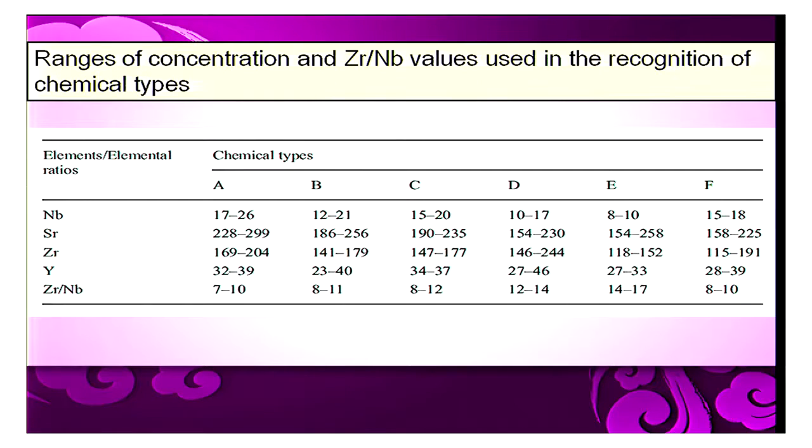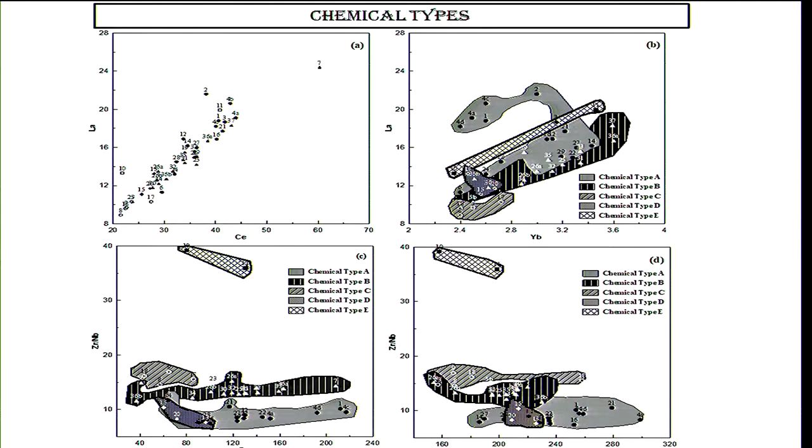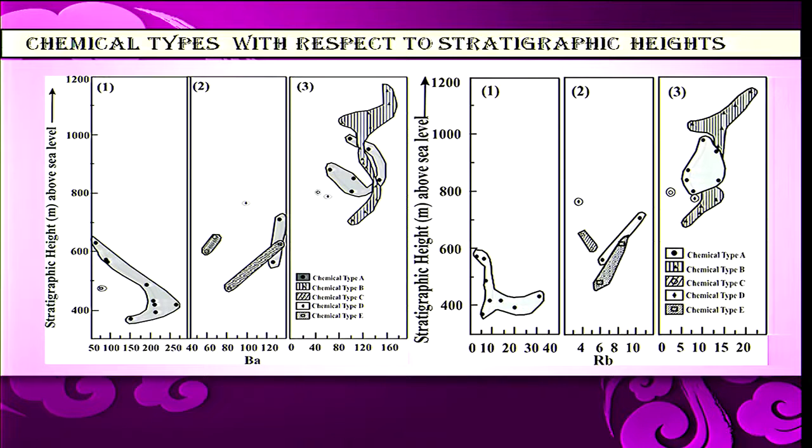In a particular chemical type the range may be 17 to 26, but in another chemical type the range may be something different. So, this is how we use this chemistry in order to study these rocks, and we plot these concentrations on a bivariate diagram, they form a separate field. Similarly, we plot these concentrations in stratigraphic order.